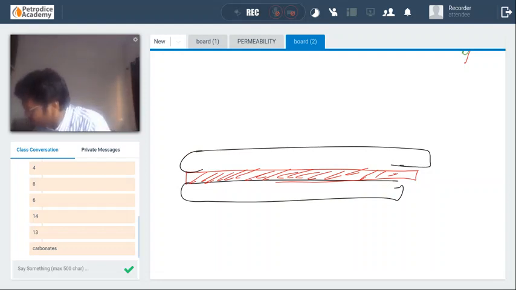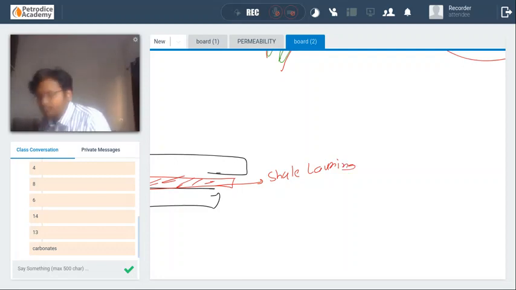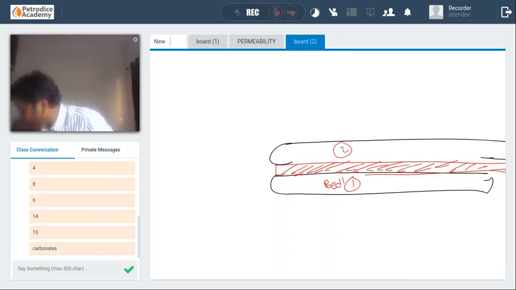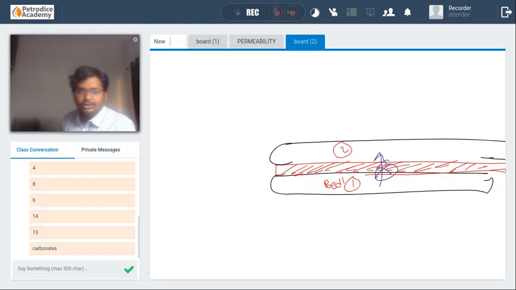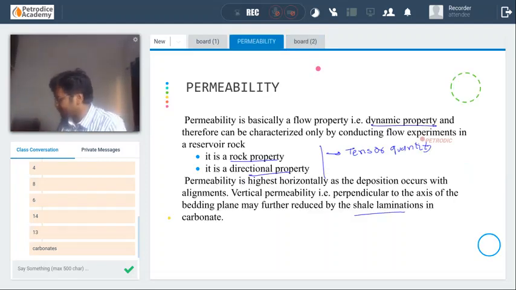Due to this shale lamination, no fluid can move from this bedding plane 1 to 2. The movement from this to this is not present due to the presence of the shale lamination. This is another reason for further decrease in the vertical permeability in a bedding plane. Okay, so do write it, guys. Up to now, does anybody have any doubts? Write the notes. The notes are very, very important.